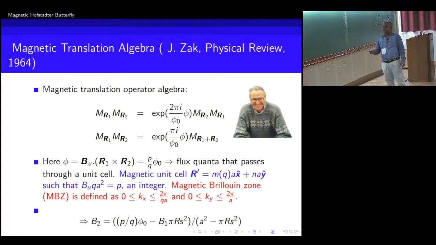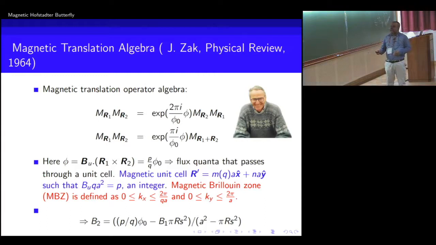And here I just wanted to point out these beautiful properties of the magnetic translational operator, which is built in. This was first pointed out by Professor Assa Auerbach, who was my postdoc advisor at Technion, and his colleague, Professor Joshua Zak, who actually invented these things long back, much before the Hofstadter problem or the quantum Hall effect came.